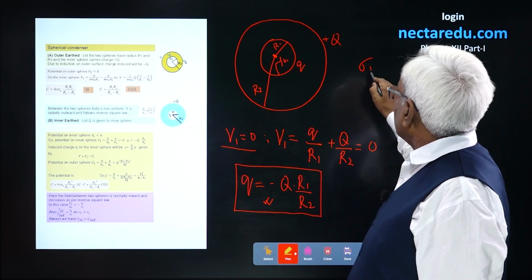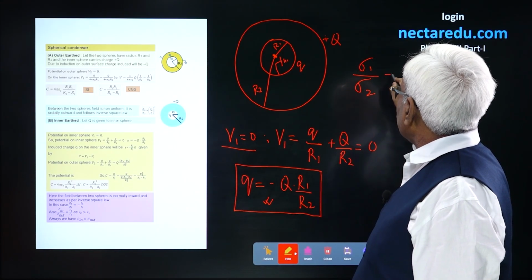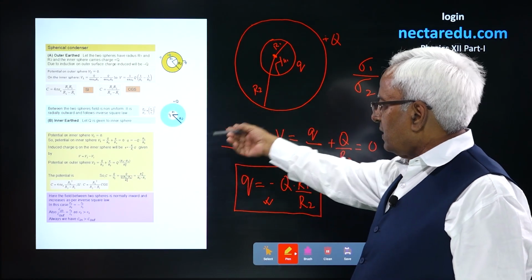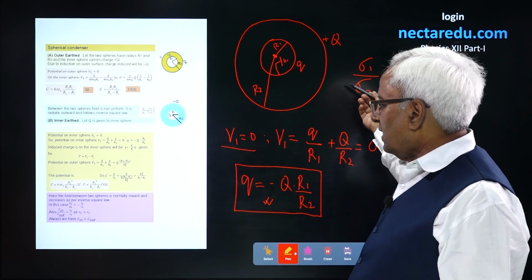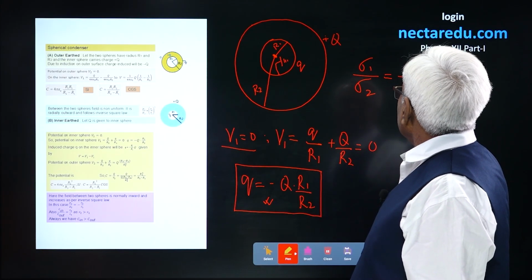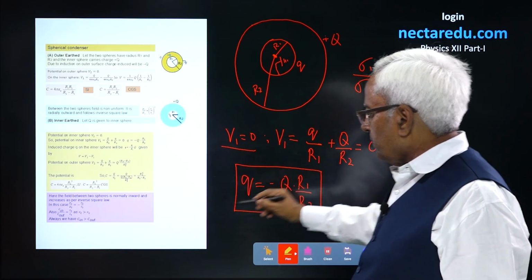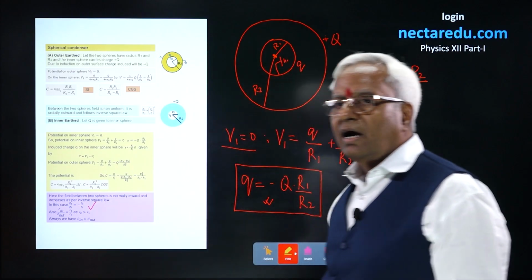Suppose you want to find the ratio of surface density of the two. As in the last case I calculated, you can put the values of their surface density, and ultimately you are going to find this to be R2 over R1. It's given over here, R2 over R1.